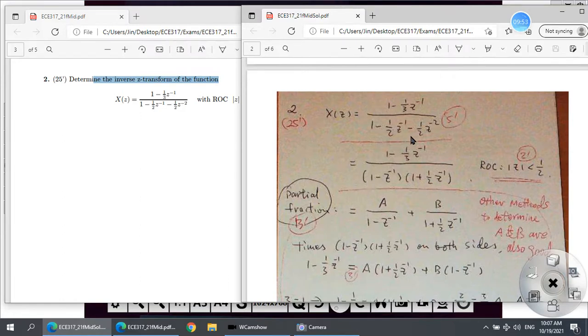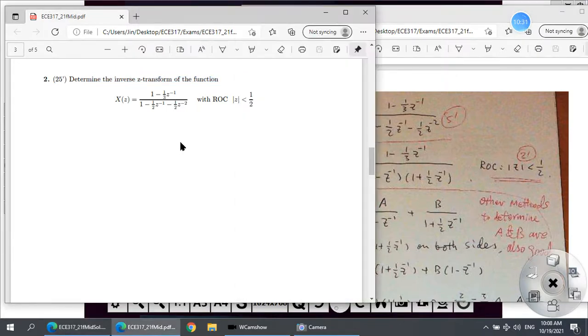You can try like this: negative 1 over 2 is negative 1 times positive 1 over 2, right? And this negative 1 over 2 is negative 1 plus 1 half. So you get this one, right? You can also solve it by the quadratic formula, the roots of the quadratic polynomial. With both methods, you can find the denominator can be written in this way. And the ROC is given, right? I put 2 points for this ROC.